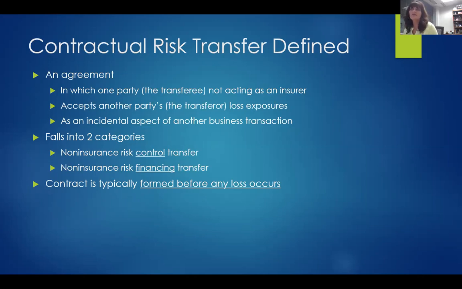So it can fall in one of two categories that I already mentioned. It can be non-insurance risk control or non-insurance risk financing. The contract typically is formed before any loss occurs. So this isn't something you decide after the fact. You should be putting up front in the thought process and the evaluation of a contract what could go wrong, and if something does go wrong, how are we going to handle those particular risks?